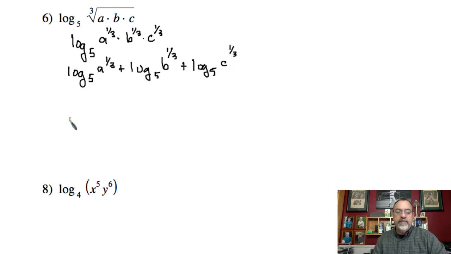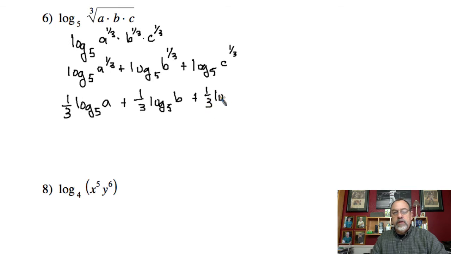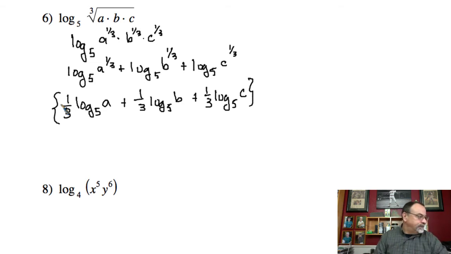And again, because we have powers to powers, we can put those in front. So this is 1/3 log base 5 of a plus 1/3 log base 5 of b plus 1/3 log base 5 of c. And so this would be the expanded form. Just checking my answer over there.